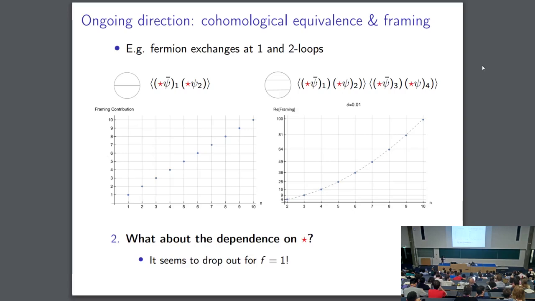So this is the second question. What about the dependence on these parameters, red star? And the interesting thing is that it seems to drop out for f equal to 1, which corroborates the assumption that f equal to 1 is actually the nice framing value and the value where the exact results hold.